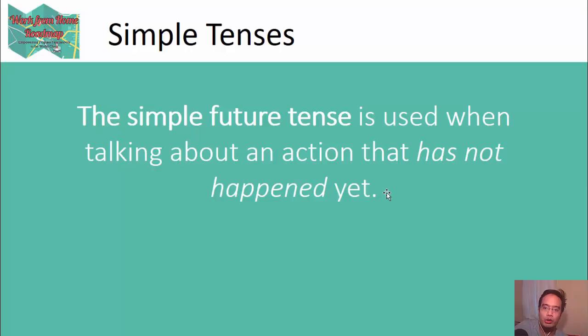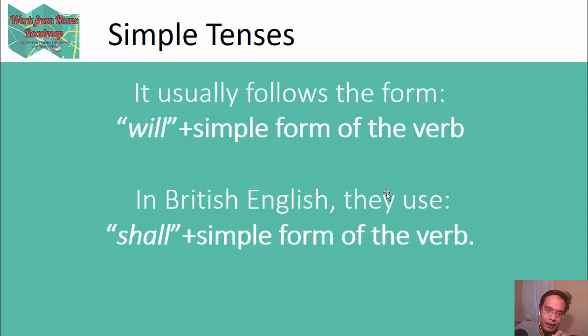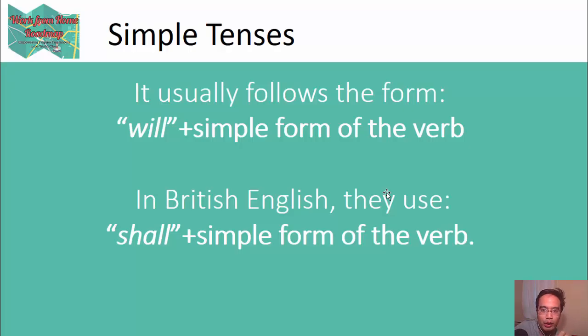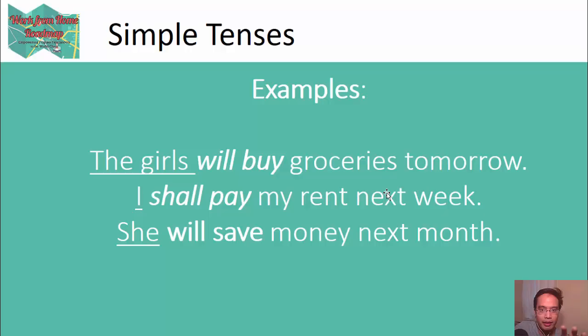The simple future tense is used when talking about an action that has not happened yet. It usually follows the form will plus the simple form of the verb. In British English, they use shall plus the simple form of the verb. Some examples. The girls will buy groceries tomorrow. I shall pay my rent next week. She will save money next month.